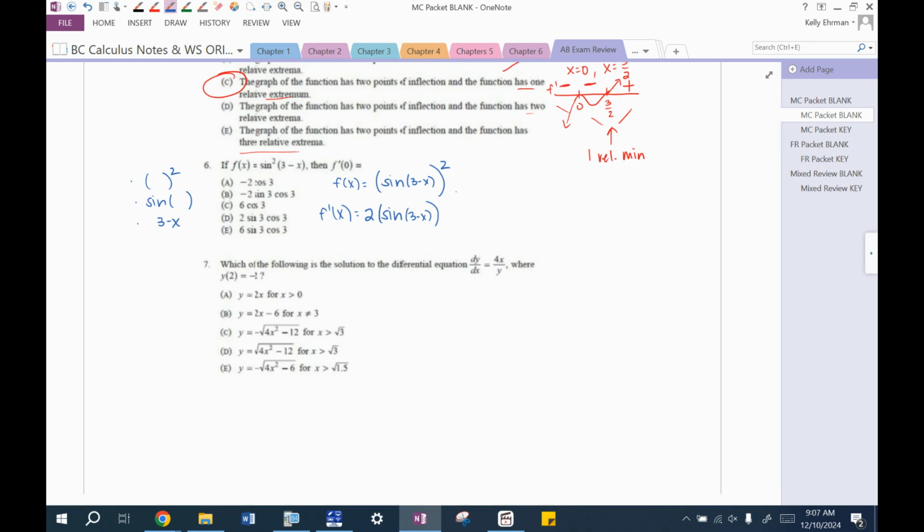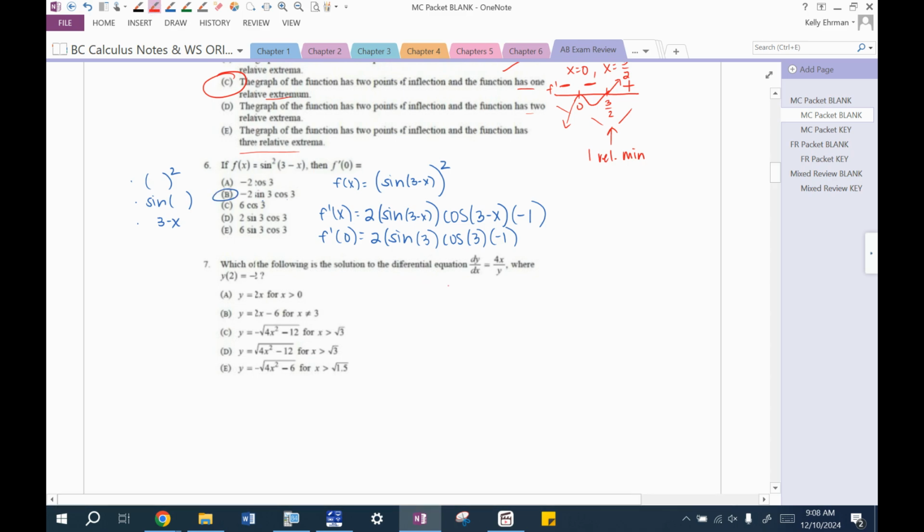Okay, so then what's the derivative of sine? Cosine. And what's the derivative of 3 minus x? Negative 1. Now we're supposed to plug 0 into this. I'm not going to go through and simplify anything. I'm just going to say, what do I get when I plug in 0? I get 2 times the sine of 3 times the cosine of 3 times negative 1. So is that an option? So negative 2 sine 3 cosine 3. That looks like option B.